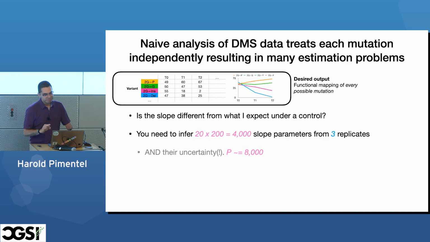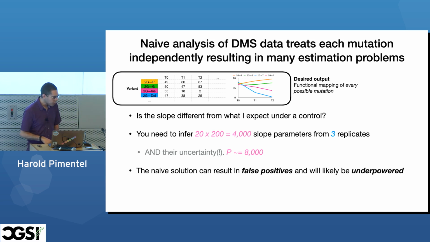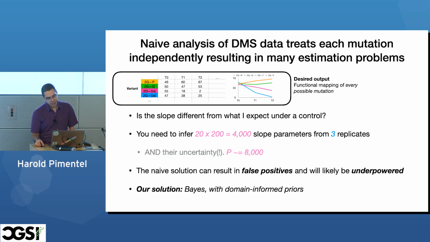And you need to infer, let's say your protein is about 200 bases long, let's say 4,000 slope parameters from 3 replicates. Kind of a bad situation to be in, right? And all the uncertainty parameters, which are on the order of 8,000. Bad place, right? And so unsurprisingly, you can end up with a lot of false positives and be very underpowered if you're doing the naive t-test, or just fitting a standard linear regression in this space.